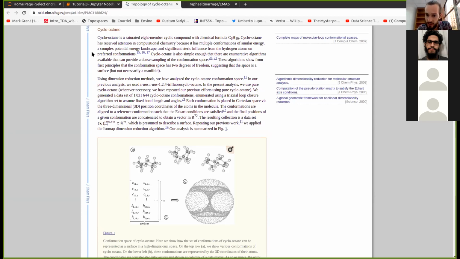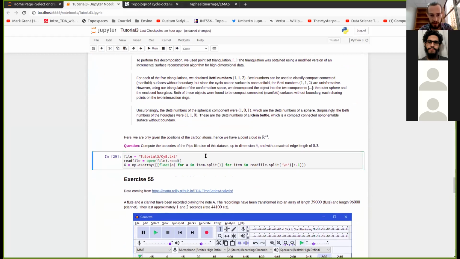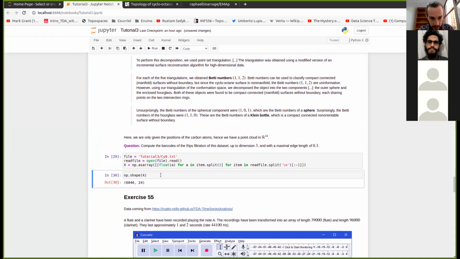So we have this data set here, though we do not have the positions of all the atoms, but only the carbon atoms. So we actually have a point cloud in R^(8 times 3), R^24. We have a lot of molecules generated, and they saved the location of the carbon atoms. You can open the file with that. And let me check that it has the right shape. Yeah, we have 6,040 points in R^24.